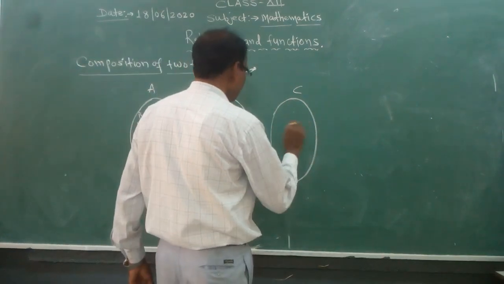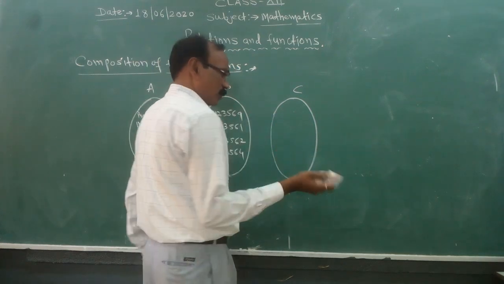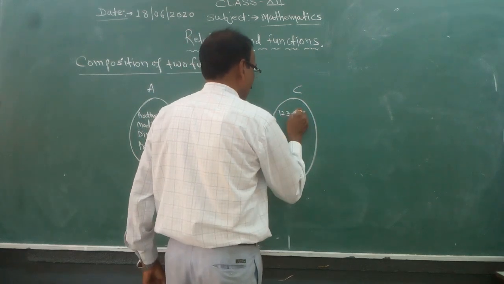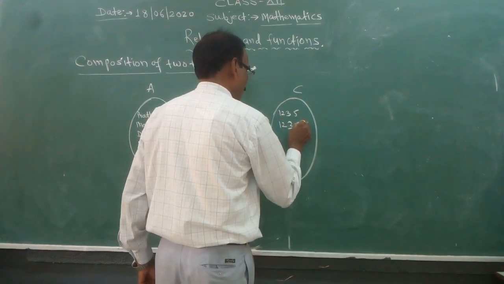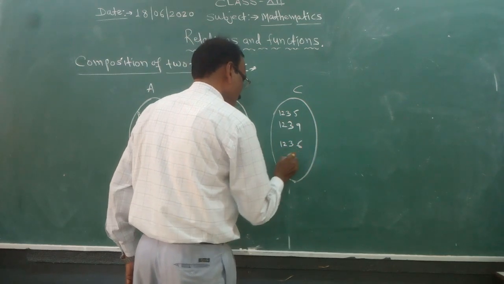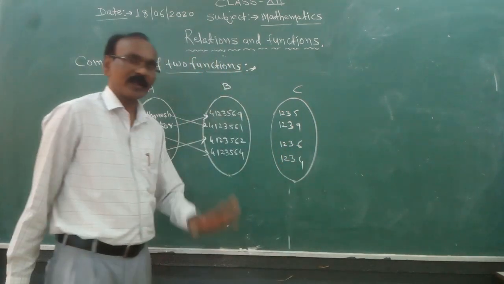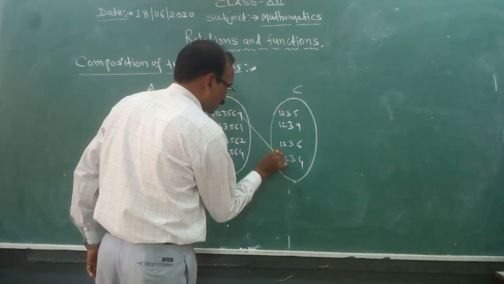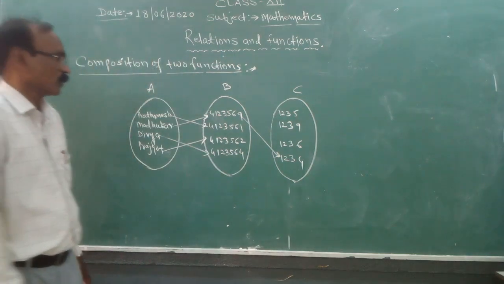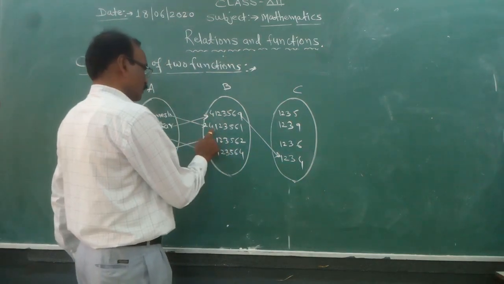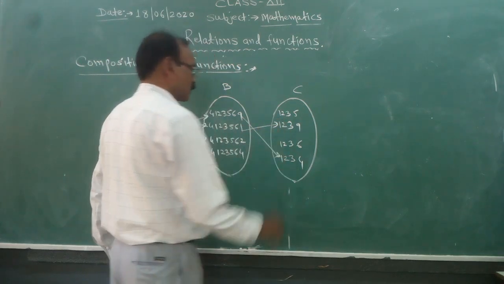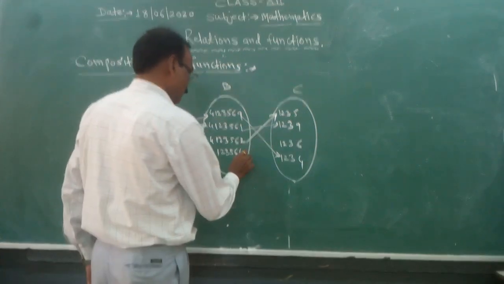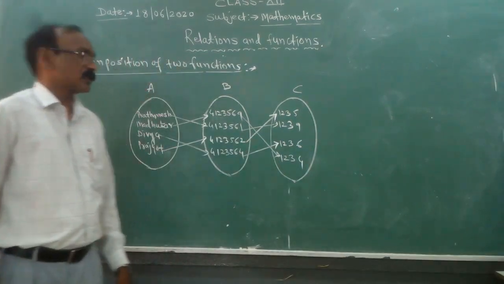For example, I am taking code numbers starting from 1, 2, 3: 1235, 1239, 1236, 1234, suppose. For example, the code number of this Prathamesh is this one, 1234. The code number of 4123561 is this. The code number of this roll number is this, suppose, for example.